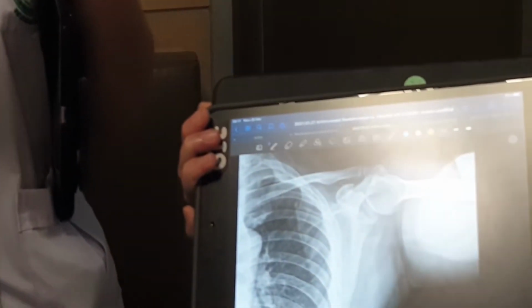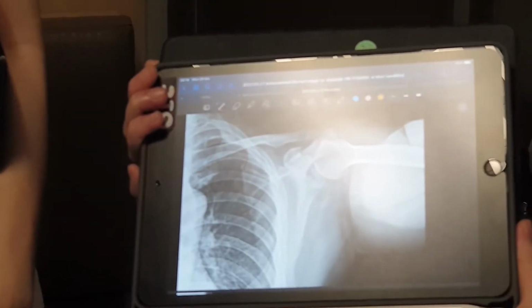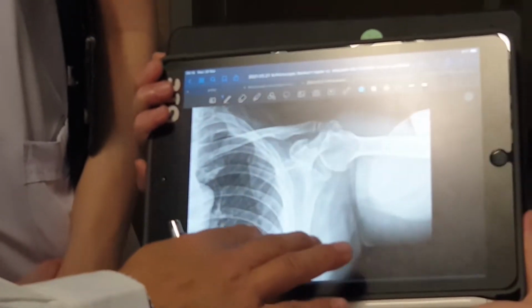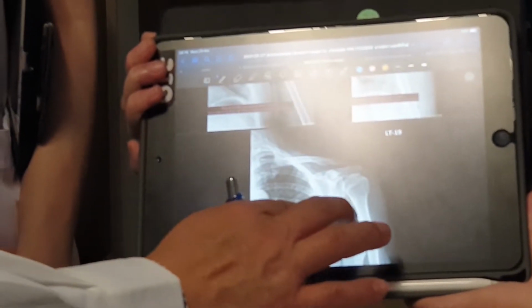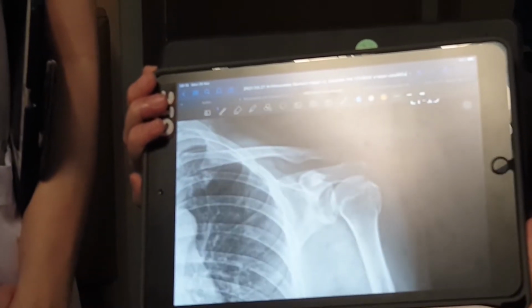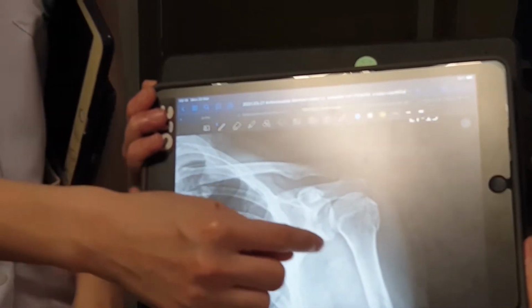Why did I do surgery for him? Is it because of the glenoid? He has persistent shoulder pain afterwards, and we think it's from an associated labrum tear or the bony lesion that Ajahn pointed out just now.